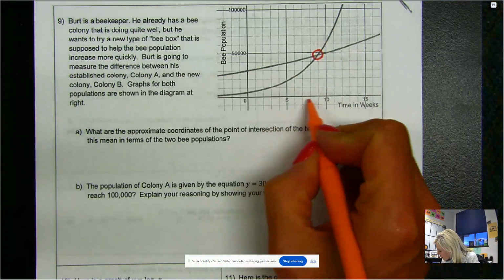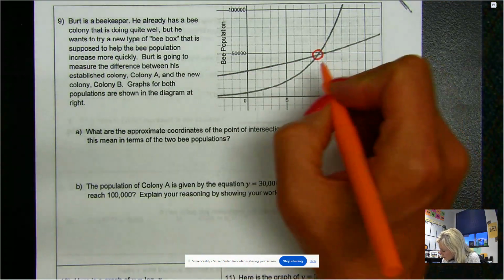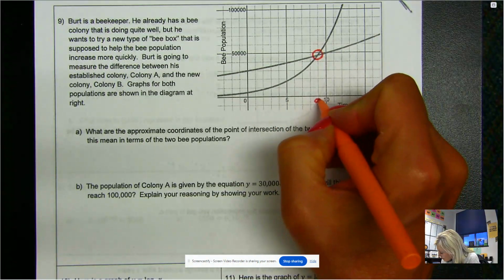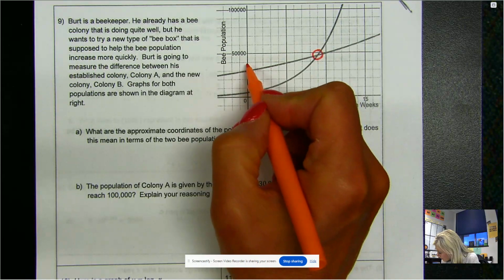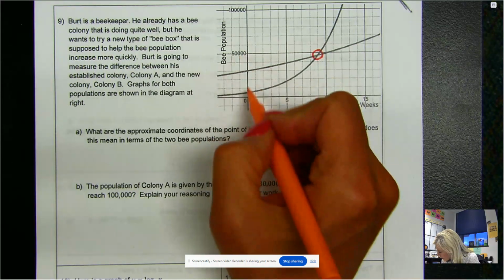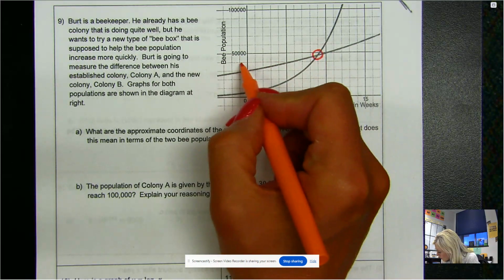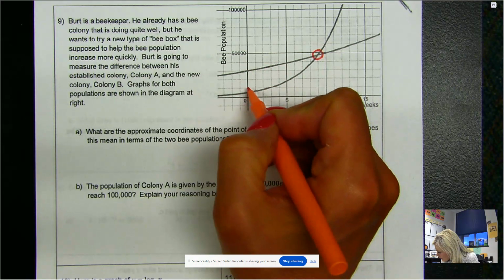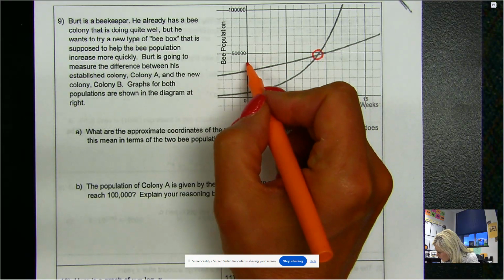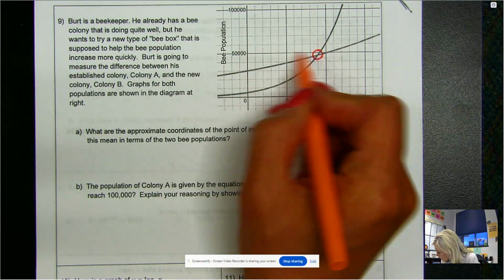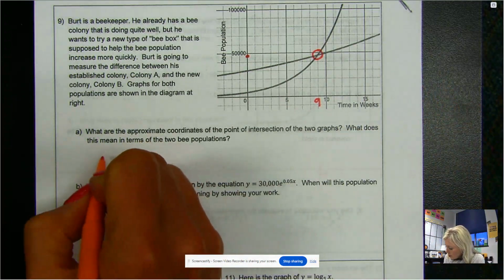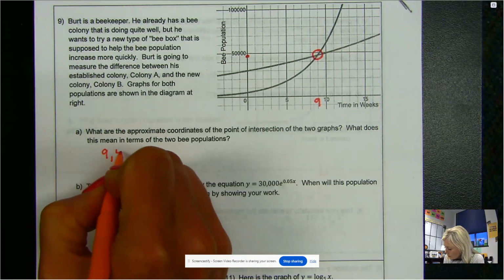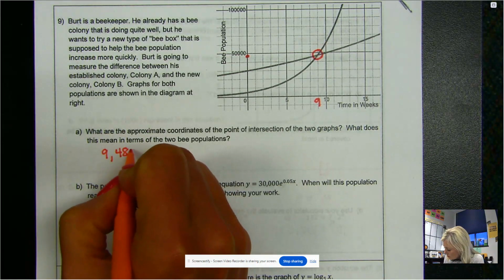And let's see, it looks like this is counting by ones. So it looks like this is at 9. And then this one, it's counting by like 10,000. So let's see here, 10, 20, 30, 40, but not quite to 50. So maybe about like 48,000. So I'm going to say 48,000.